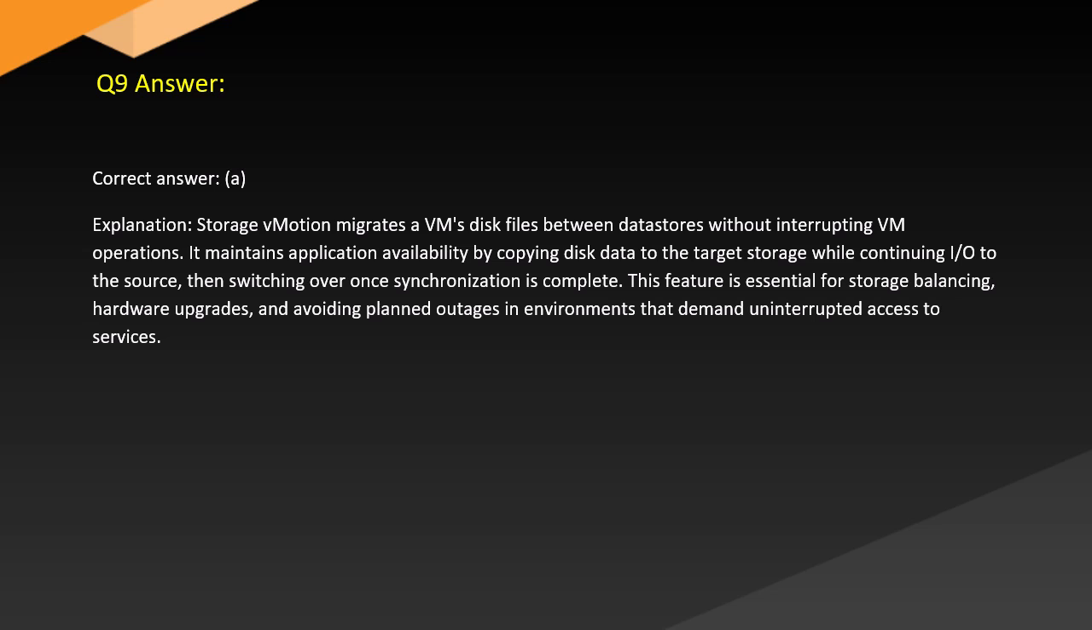Answer. Correct answer: A. Explanation. Storage vMotion migrates a VM's disk files between datastores without interrupting VM operations. It maintains application availability by copying disk data to the target storage while continuing I/O to the source, then switching over once synchronization is complete. This feature is essential for storage balancing, hardware upgrades, and avoiding planned outages in environments that demand uninterrupted access to services.